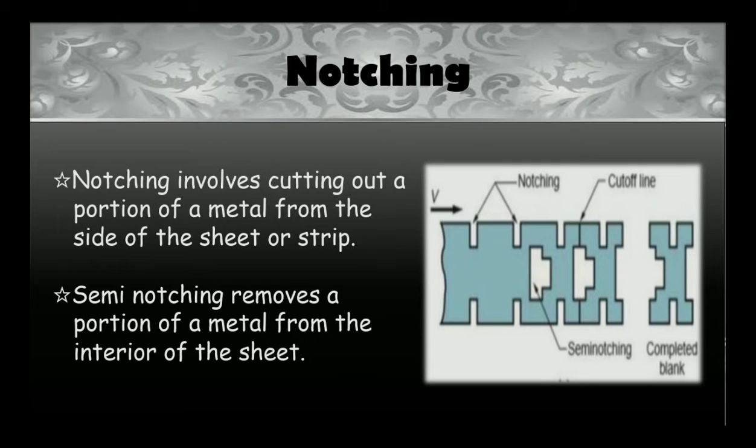Notching. Notching involves cutting out a portion of metal from the side of the sheet or strip. Semi-notching removes a portion of the metal from the interior of the sheet. So, as you can see in the figure shown, the semi-notching removes a portion of the metal from the interior of the sheet.